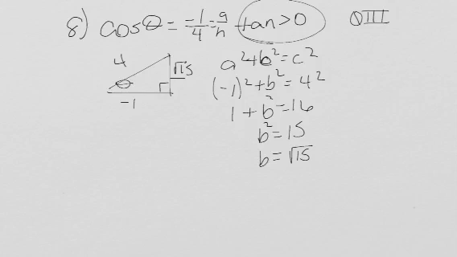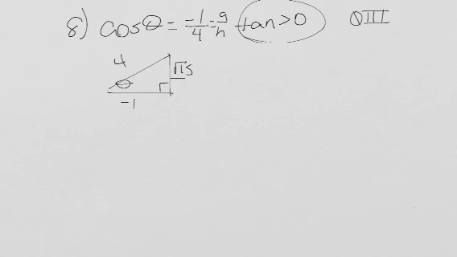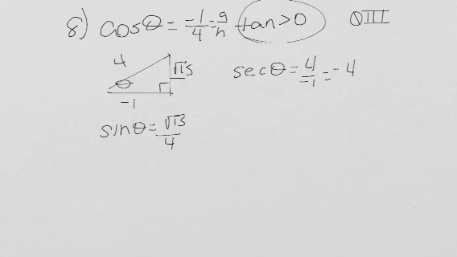Now that we have found that, we can start solving for our other trig values. Most straightforward is finding our secant, which is taking our cosine and finding the reciprocal, 4 over -1, which simplifies to -4. Next we can find our sine. Sine is opposite, root 15, over hypotenuse, which is 4. We also have to remember that this is going to be negative because we are working in quadrant 3.